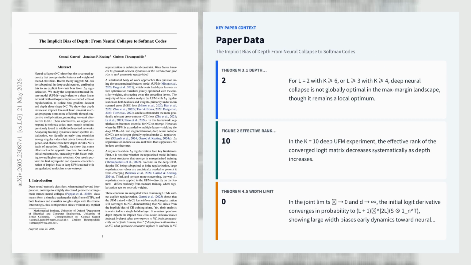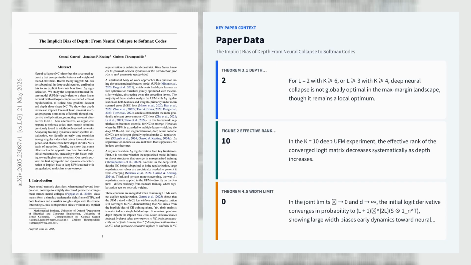Let's explore the third paper: The Implicit Bias of Depth: from Neural Collapse to Softmax Codes. The paper studies the deep unconstrained feature model under multi-class cross-entropy without explicit regularization, isolating the implicit bias of gradient flow in deep linear classifiers. Its main result is that depth itself induces a low-rank bias that competes with neural collapse.